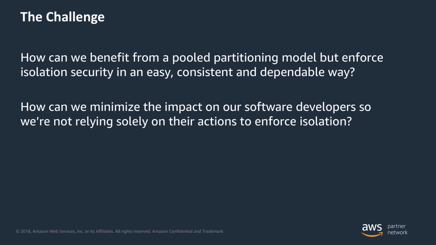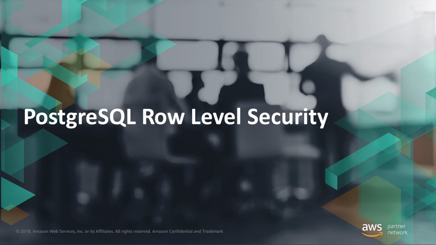So then the challenge that we're trying to solve here is how can we benefit from the pooled model pros, lower maintenance costs, lower operational costs, better agility, but how can we do it in a secure way that's easy and consistent and dependable? How can we minimize the impact that our software developers have on our security so that we're not relying solely on their actions to enforce isolation, but maybe we can rely on some more fundamental construct of the database engine itself. And so to achieve some of those answers, I want to take a look with you at a feature of Postgres called row-level security.